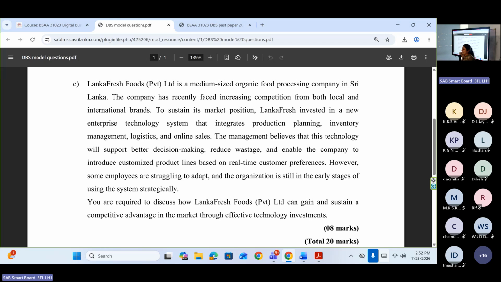So, answer quality. Because some students provide general answers, but the model answer in my mind is, you use Lanka Fresh and you discuss how Lanka Fresh gained the competitive advantage. Whatever company you are doing, in general, maybe, because we have given experience that way.